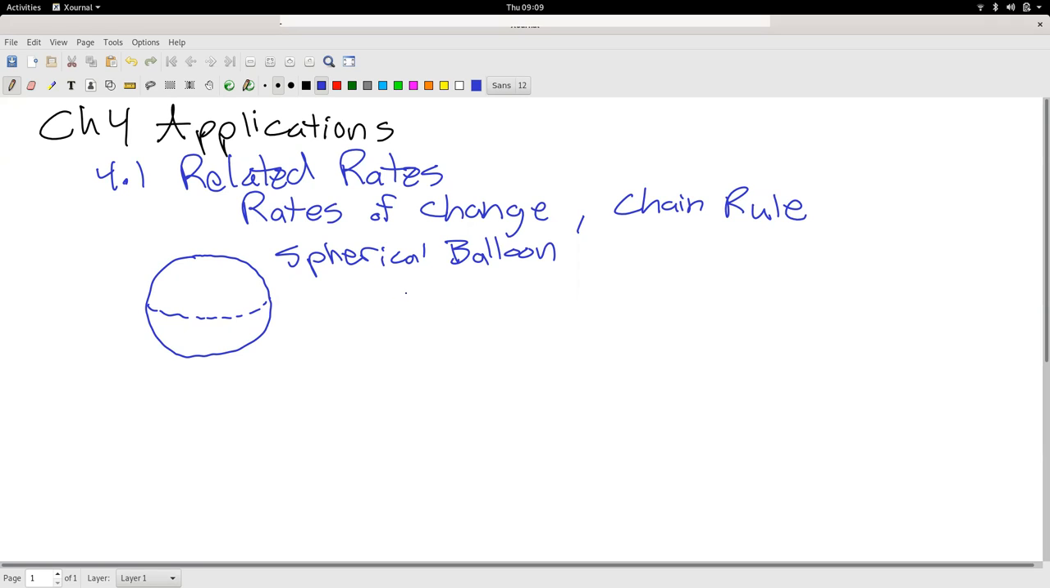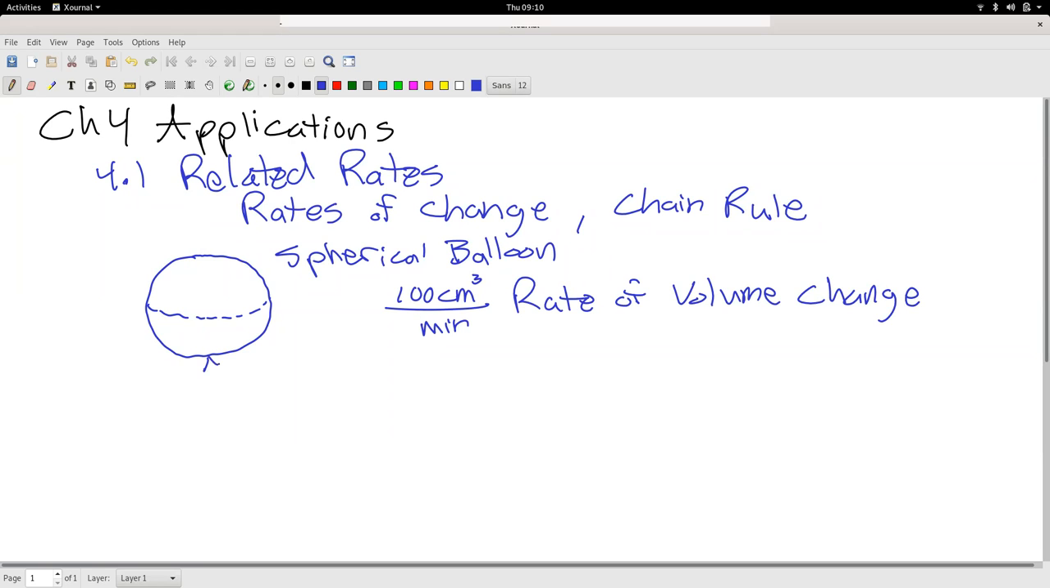Say we're blowing the balloon up at a rate of 100 cubic centimeters per minute. All right, so that's the rate of volume change. So from our air compressor, we're blowing in 100 cubic centimeters per minute into our balloon. Let's put a little valve down here on the bottom to blow it up at.